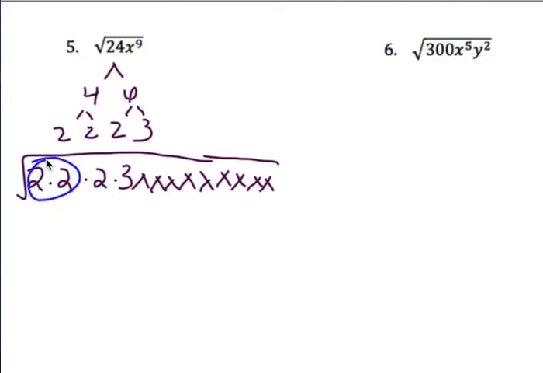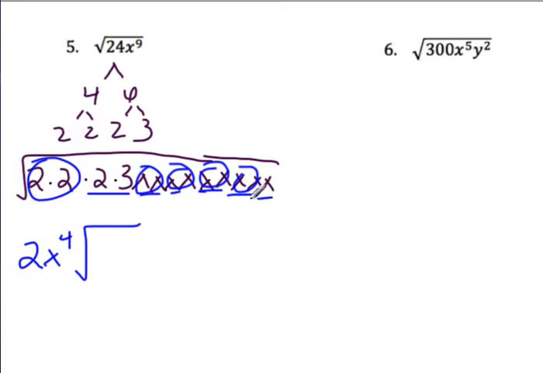So I have a pair of 2's, and then I have 1, 2, 3, 4 pairs of x's. So what I'm going to do is start by writing out what I have. So I have a pair of 2's. Since I have 4 pairs of x's, I'm going to write that as x to the 4th power. Now I need to figure out what's still left underneath my radical.